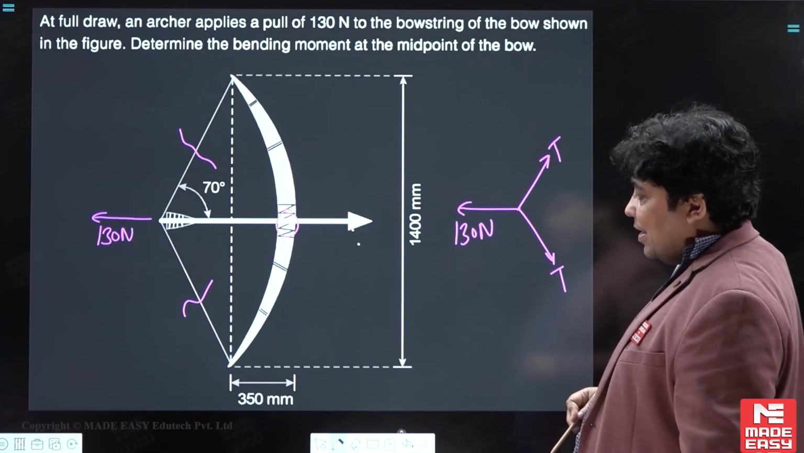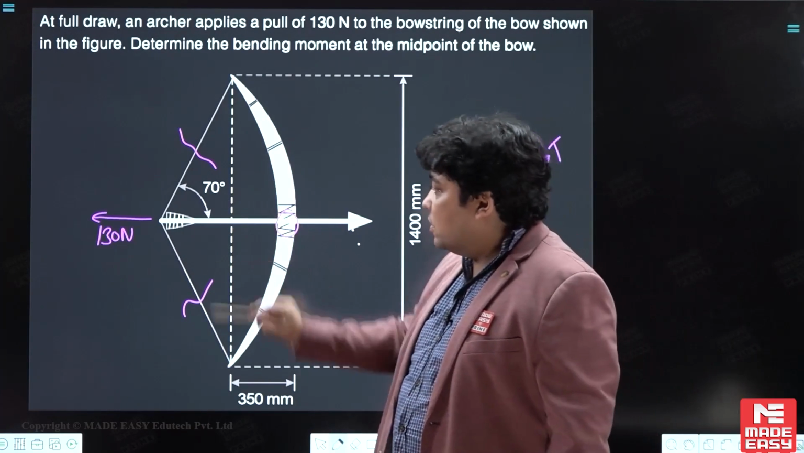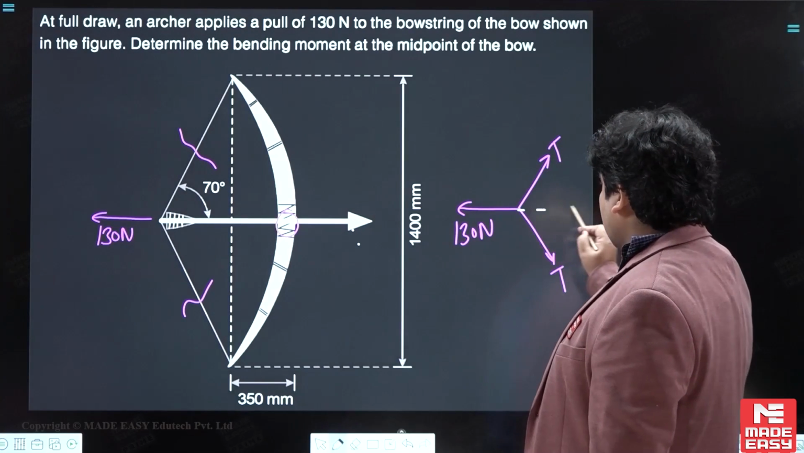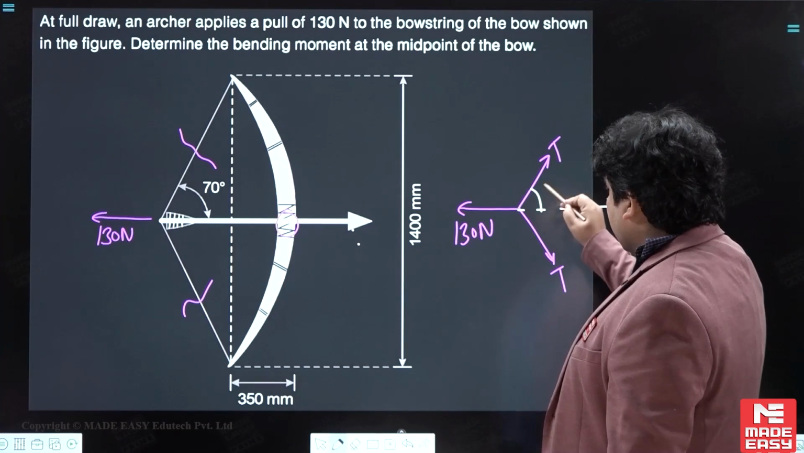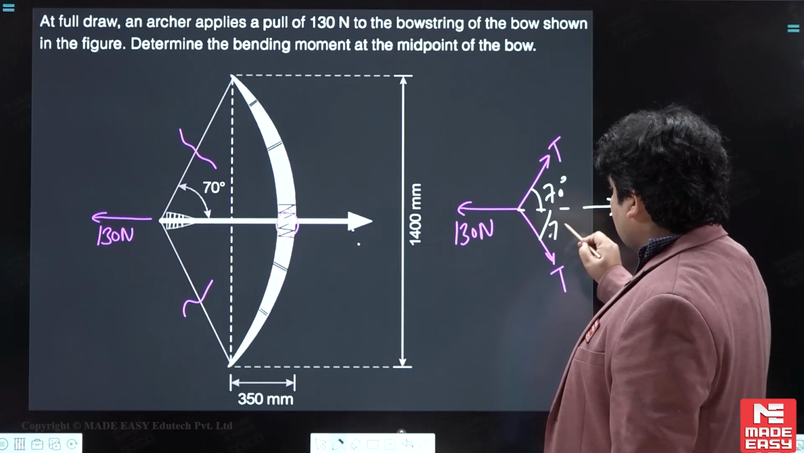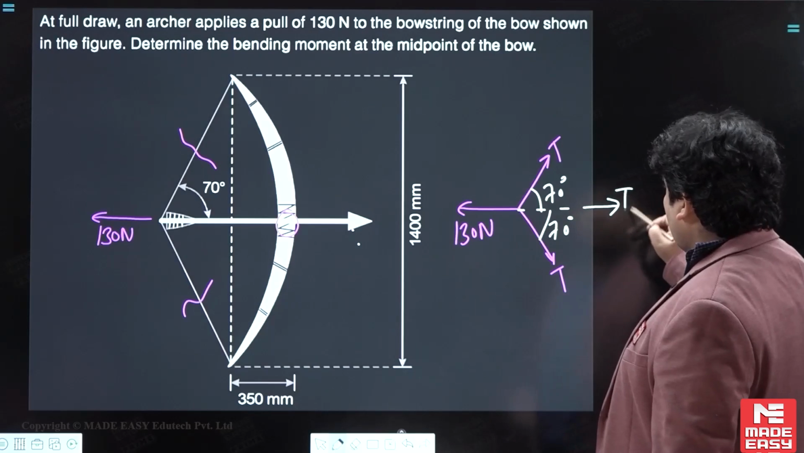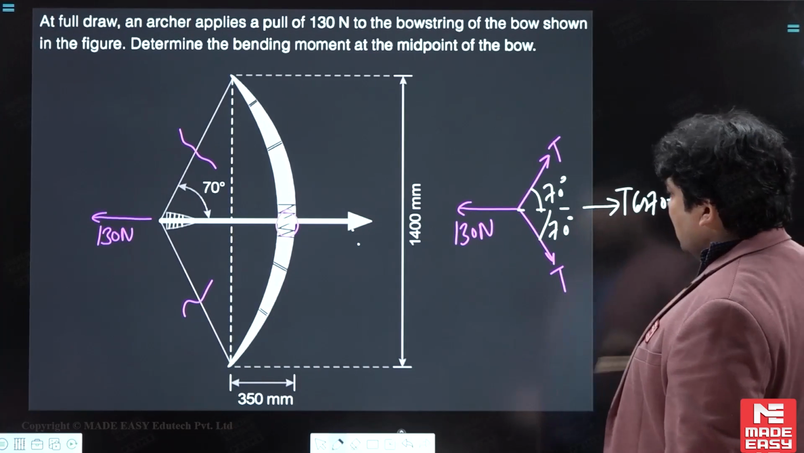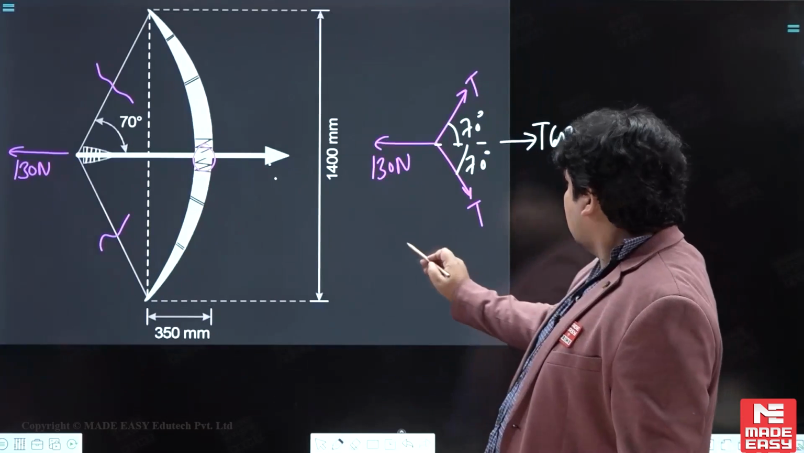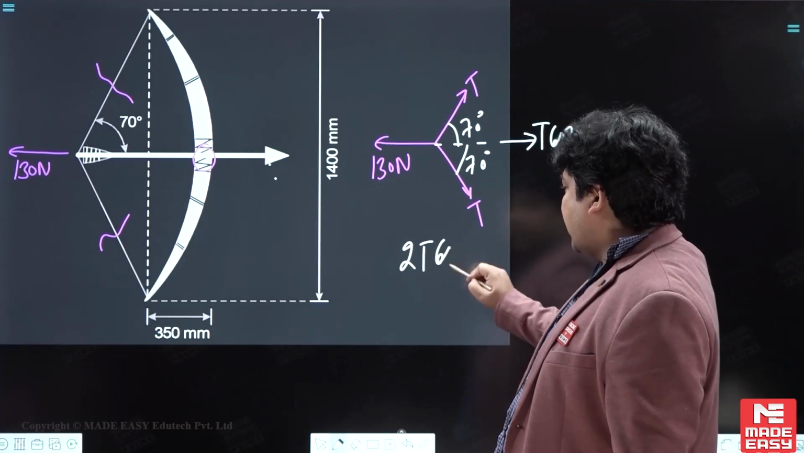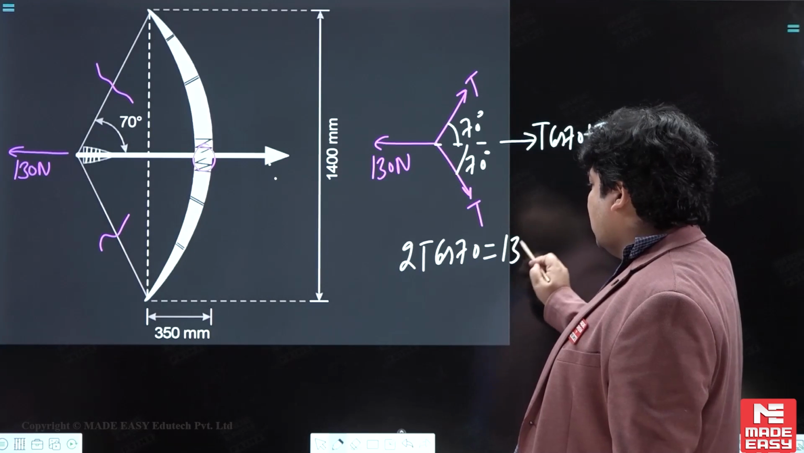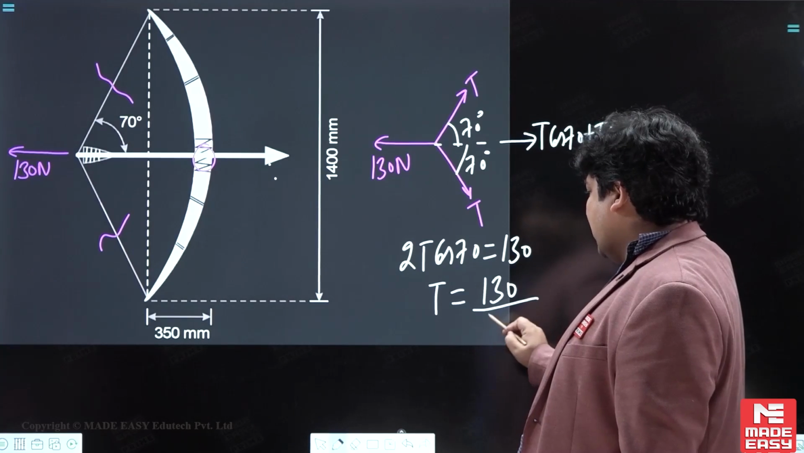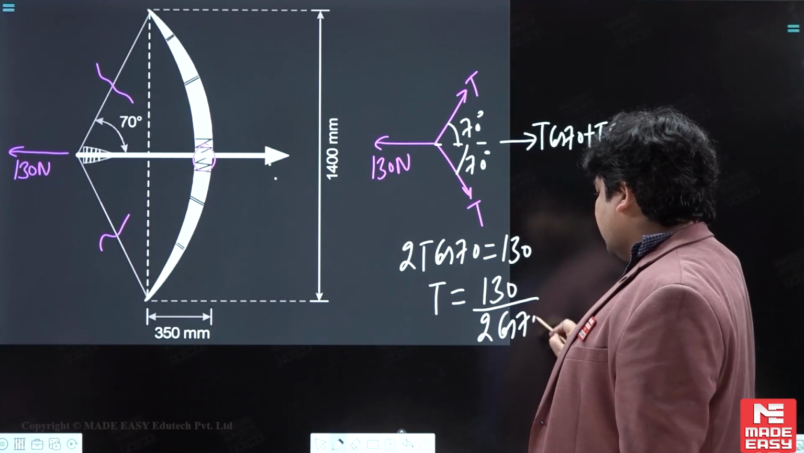This way. The angle given is 70 degrees, so we can find the component. The component is T cos theta on this side, with the 70 degree angle. So that will be T cos 70 plus T cos 70. So we can write the first equation: 2T cos 70 equals 130 Newton. By this, T will be equal to 130 divided by 2 cos 70.